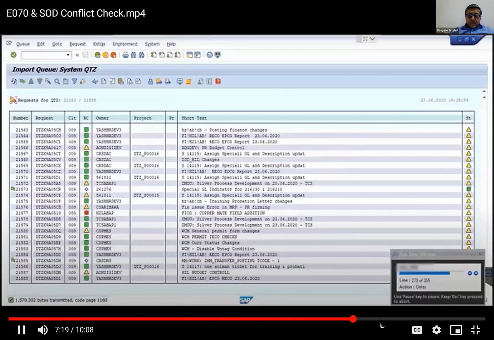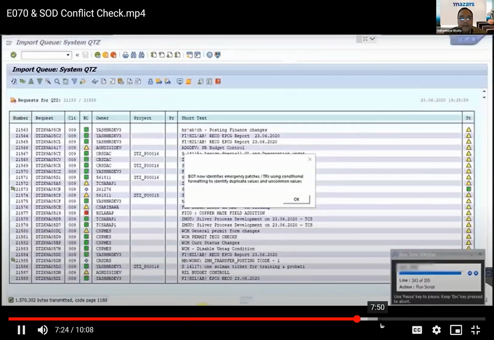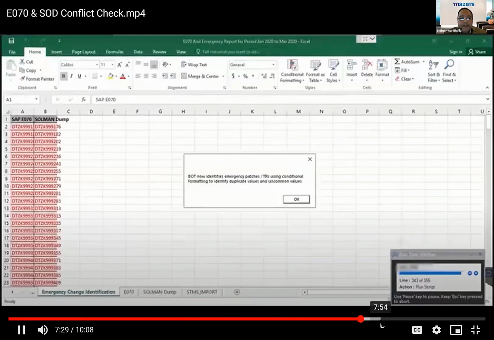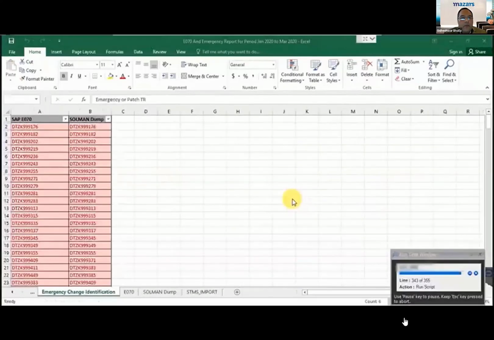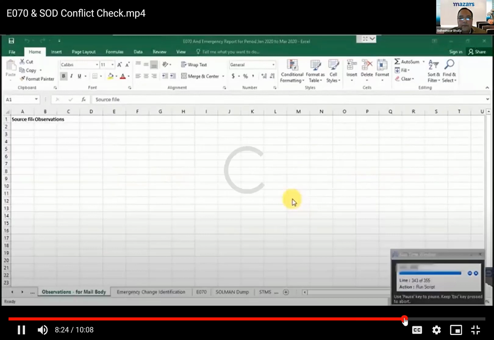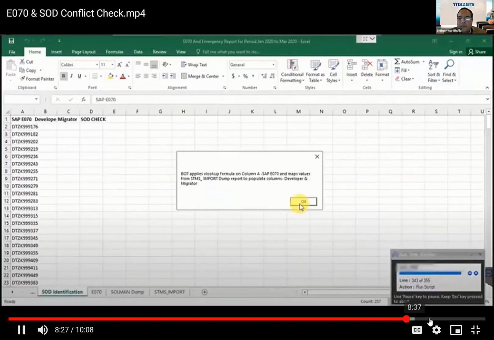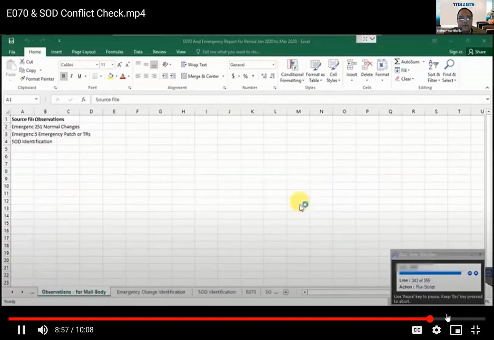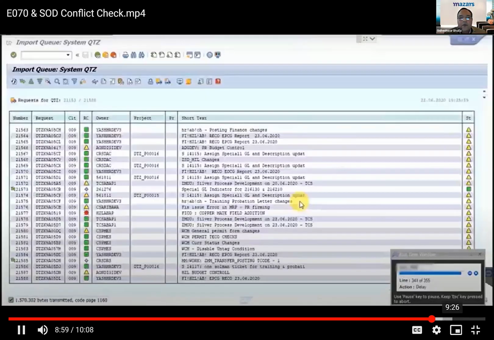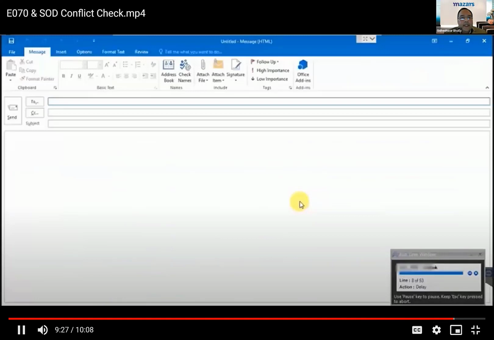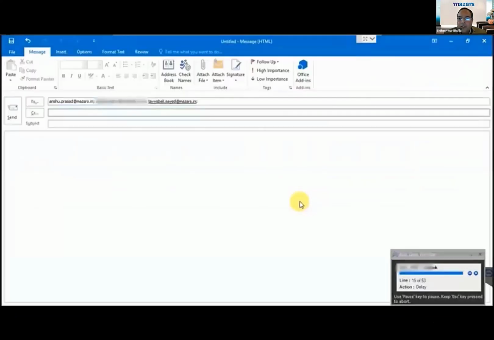Yeah, this is where it is filtering in the Excel. Emergency change identification: wherever exceptions have come out, perhaps where it could not see the approval. So here it has opened Outlook. It's now punching in the email IDs, and then it's going to write the body of the email, the contents.